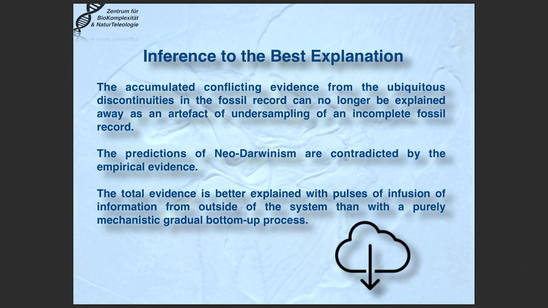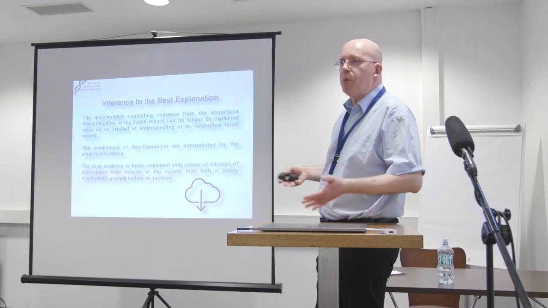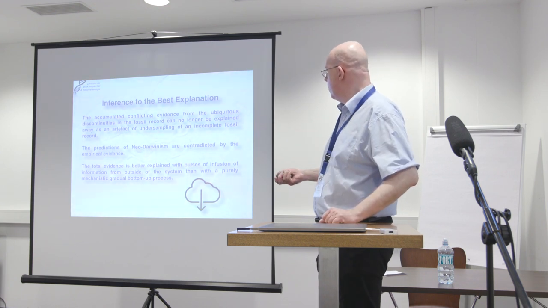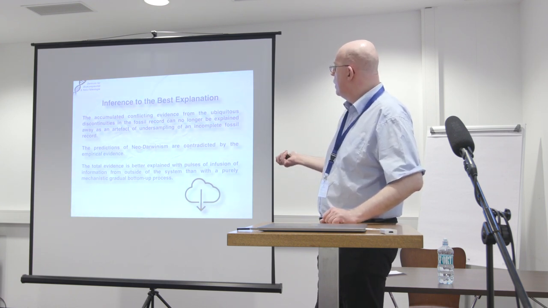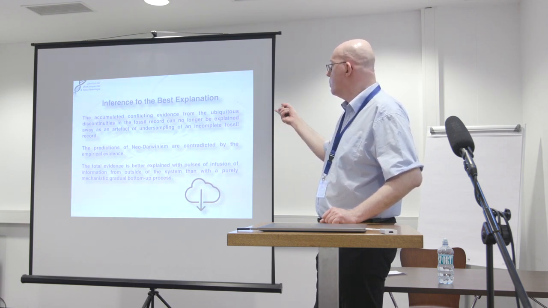If we look at the suddenness of the appearance of novel body plans and the amount of genetic information necessary to make these body plans happen, then if you choose between the two possibilities, either infusion of information from outside of the system in terms of intelligent design, or a mechanistic bottom-up process like the Neo-Darwinian process, an unguided search through the genetic search space, then intelligent design, I think, qualifies as the better explanation of at least the paleontological evidence.